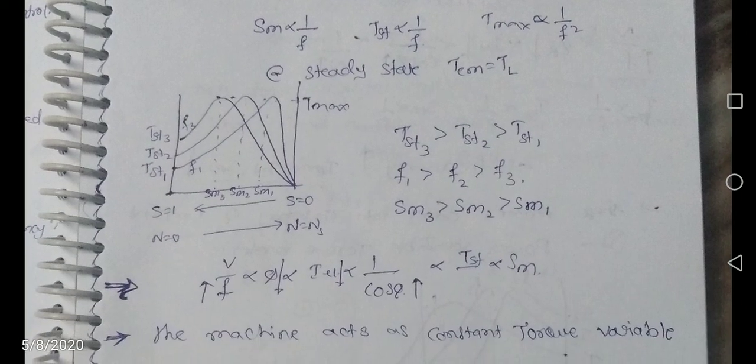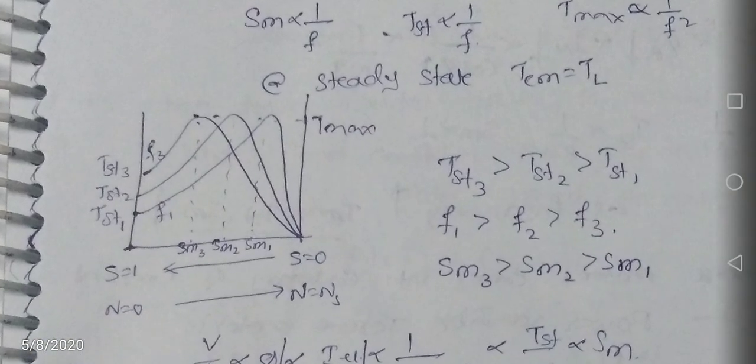See the graphical representation here. For frequencies F1 to F3, the frequencies are decreasing, because F1 is greater than F2 and F3. F3 is the lower frequency. At F3 there is a large torque. At that frequency the torque is more.